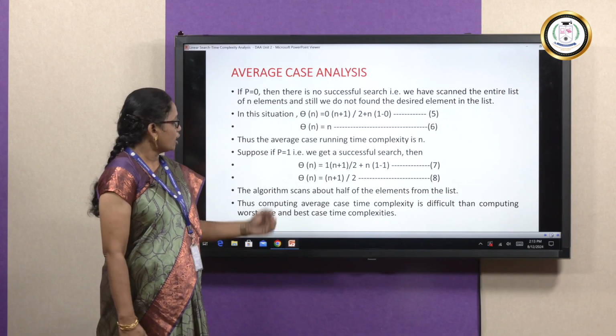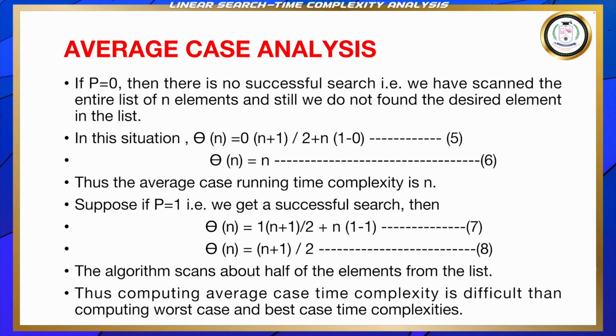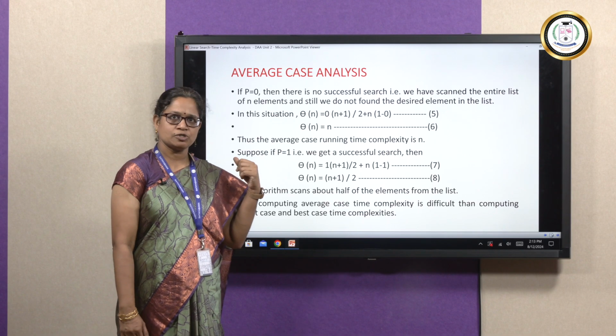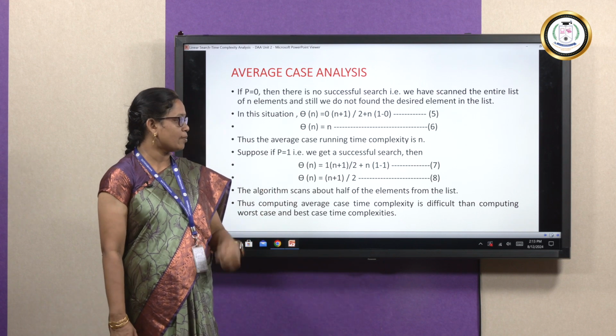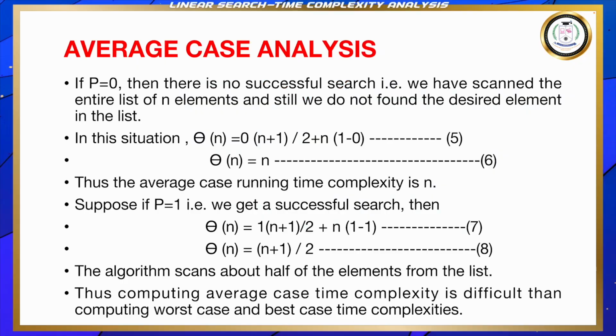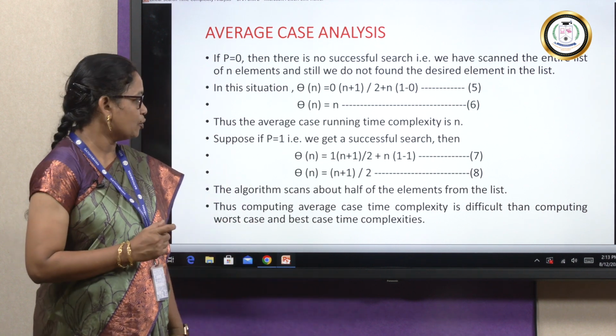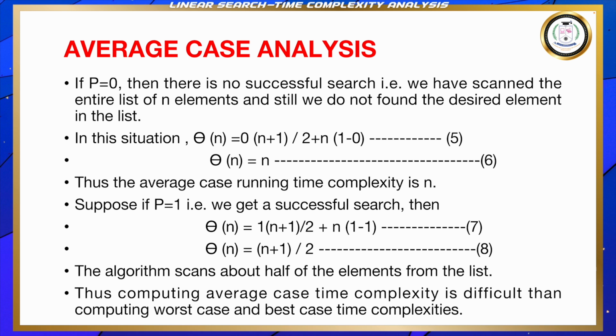Now if it is a successful search, substitute p equal to 1 in the general formula. So theta of n equals, instead of p we substitute 1: 1 into n plus 1 by 2 plus n into 1 minus 1. Here the second term becomes 0 and you get the first term, which is n plus 1 by 2. By ignoring the non-dominant terms, we get the value as n. So here also we get the value as n. Thus we come to the conclusion that the algorithm scans about half of the elements from the list, and this is the average case complexity.